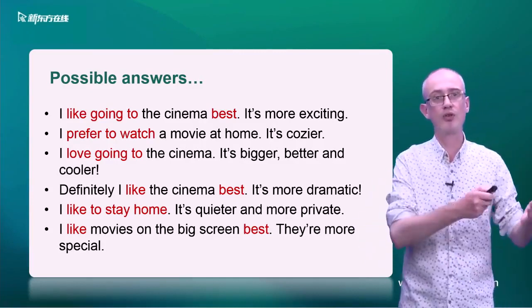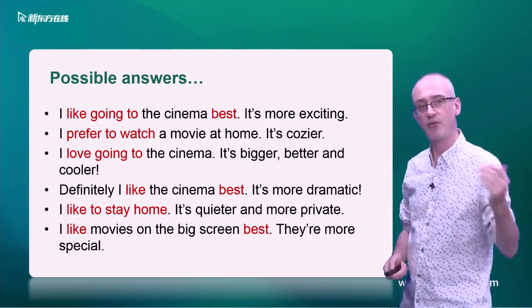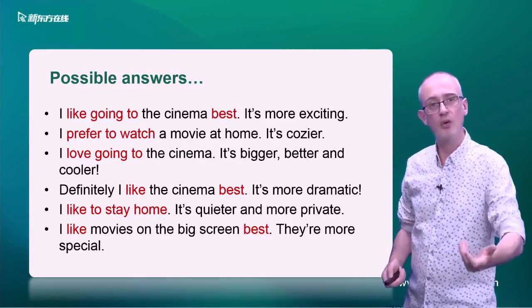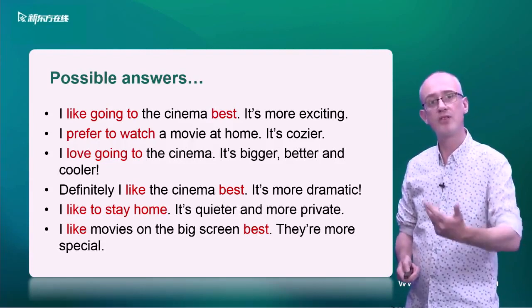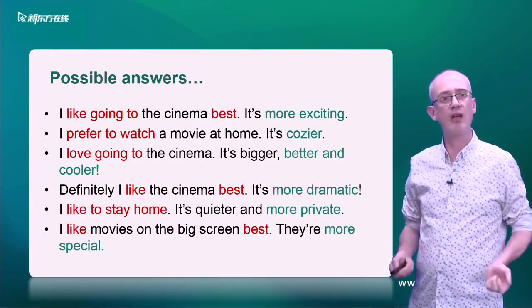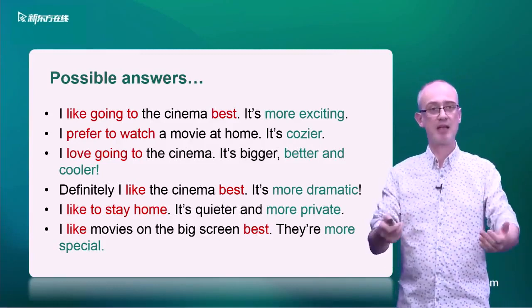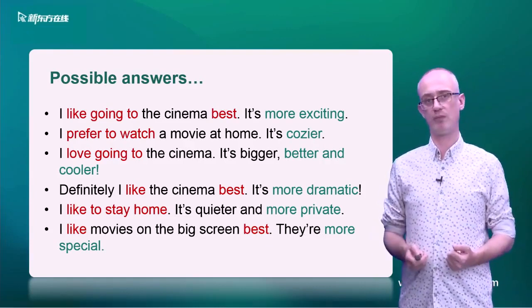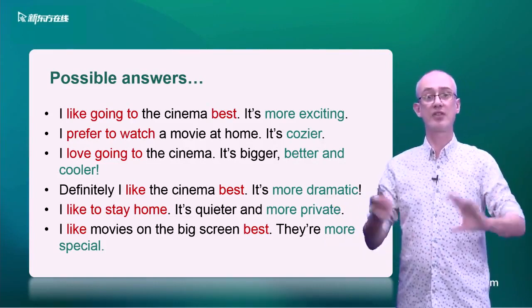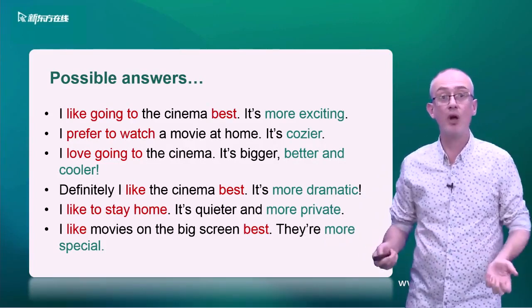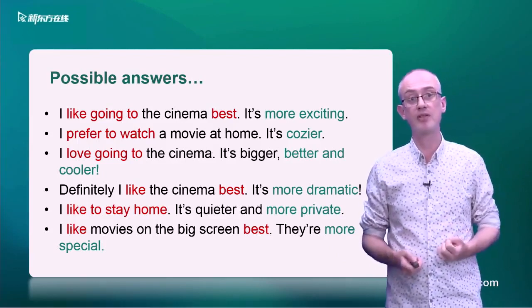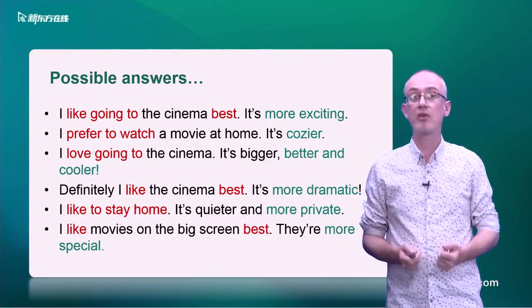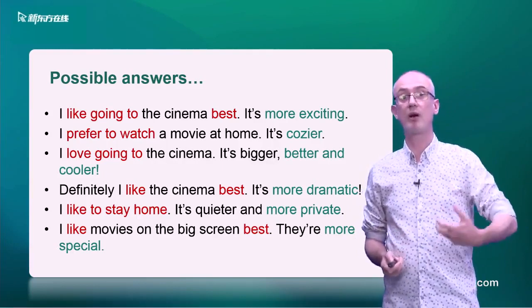So see, it doesn't matter if we're talking about walking and going by car, or watching a movie in the cinema, or watching a movie at home. We've still got to get prefer and like and these forms correct with the to infinitive or with the ing verb. And we can still add an element of feeling, how we feel. It's more exciting, it's cozier, it's bigger, better and cooler, it's more dramatic, it's quieter and more private, they're more special. We can still add this extra thing, and suddenly we sound very native, because we've not only made no basic errors with our present, but we've added a correct use of a comparative or a straight adjective afterwards to say how it was or how we felt.